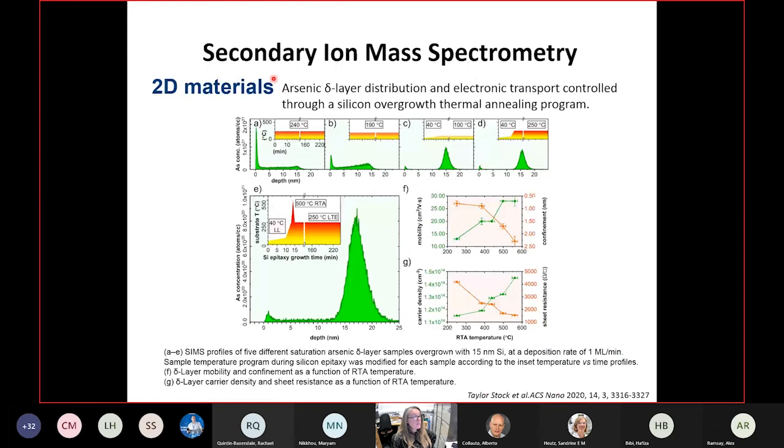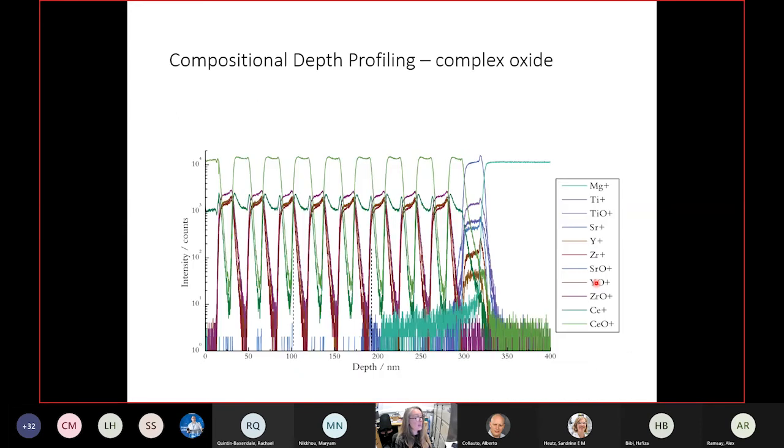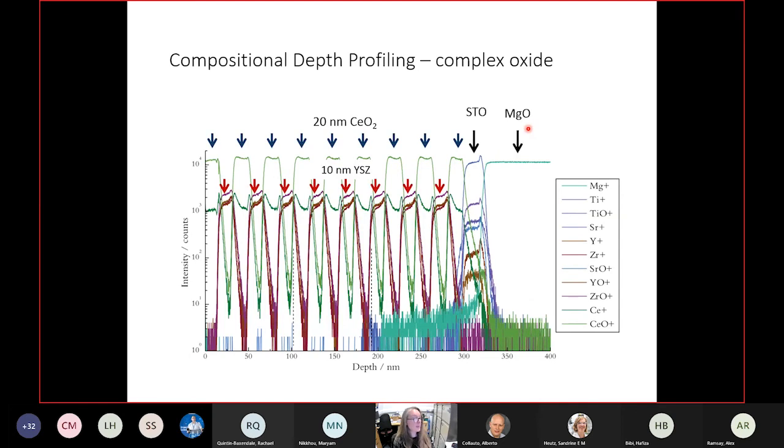Looking at some 2D materials, this is work carried out with postdoc Taylor Stock and Neil Curson. Here they're coming up with strategies to do silicon overlayers on their arsenic delta layers. An arsenic delta layer is one atomic layer of arsenic within the silicon structure. So here we're really exploiting the high depth resolution of the SIMS. We're going up to about 15 nanometers in depth and getting very nicely resolved arsenic peaks in those structures, and just some bog standard compositional depth profiling, very nice, through a very complex oxide material here.